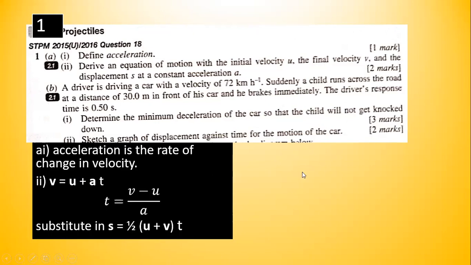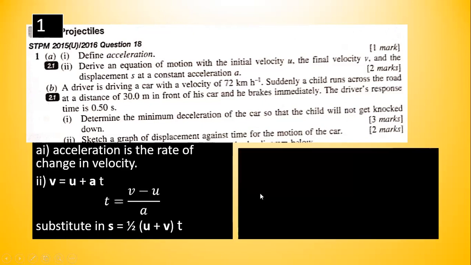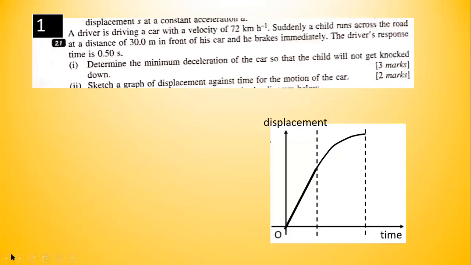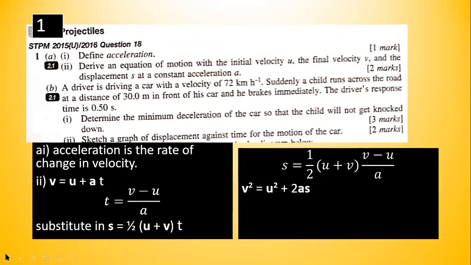Then substitute into these two equations, which you must remember before you can derive it. Substitute in s, and then simplify. You can take the 2a across and you get 2as. Then this is your v² minus u². Take the u across and you get u². Can or not?